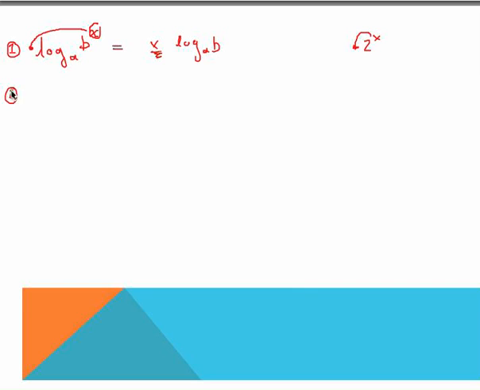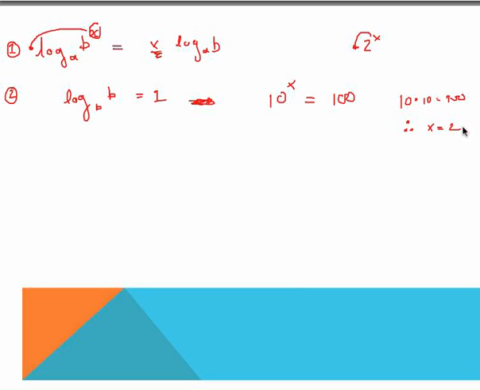The second one is that log of base b of b is equal to 1. Let's see a practical example of this. Let's say I have 10 to the power of x is equal to 100. Now, we know the answer to this. We can probably guess that 10 times 10 is equal to 100. Therefore, x must be equal to 2.